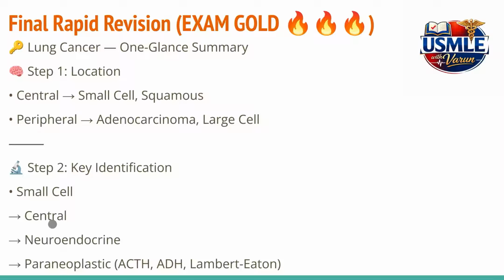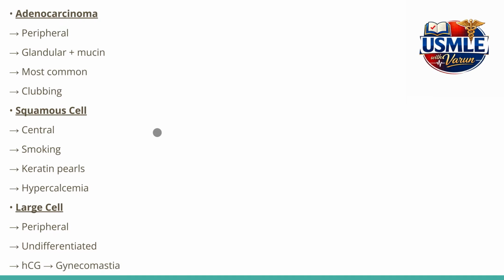Small cell carcinoma is usually central. It has neuroendocrine origin and is associated with paraneoplastic syndromes like endocrine derangements in the ACTH, ADH, and Lambert-Eaton syndrome. Similarly, adenocarcinoma is peripheral, there's a glandular pattern on histology and also mucin production. It is the most common lung cancer, and it's also associated with non-smokers. And the other characteristic feature is clubbing or hypertrophic osteoarthropathy.